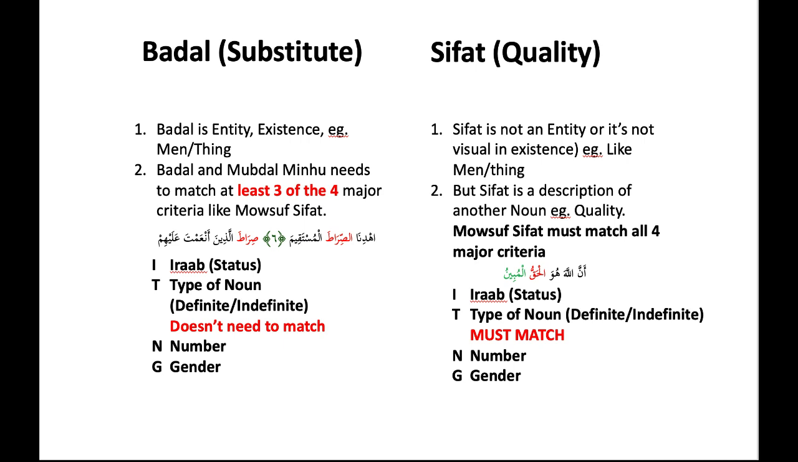Here is an example. Inna Allaha huwa al-haqqul mubin. Here, al-haqqu and al-mubin are Mawsuf Sifa and matching all 4 properties of ism. For example, i'rab, type of noun, number, and gender.